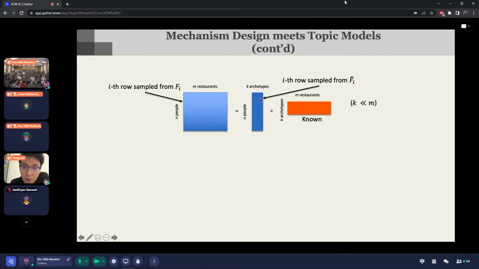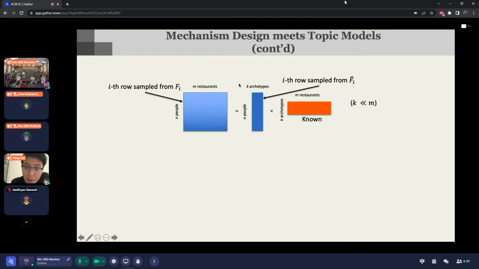I'm going to assume every row of this blue matrix is sampled independently from some different distribution F_i hat. I multiply the blue matrix with the orange matrix, and I get a matrix that's also M by M, the same size as the left-hand side. So the right-hand side is also a distribution over the bidders' types, but it's not the true distribution. What I'm going to assume is that this right-hand side distribution, the topic model, is a good approximation of the true one.